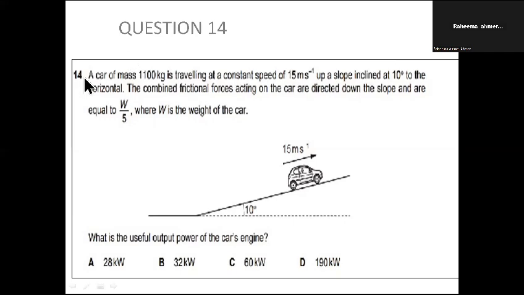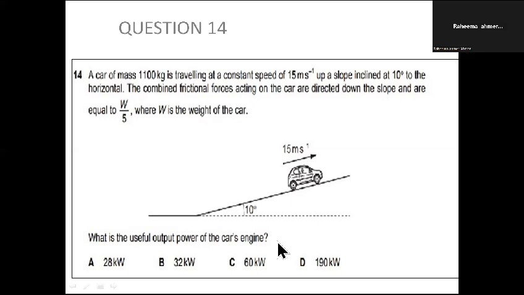So today we are going to solve question 14. A car of mass 1100 kg is traveling at a constant speed of 15 meter per second up a slope inclined at 10 degree to the horizontal. The combined forces acting on the car are directed down the slope and are equal to W upon 5, where W is the weight of the car. What is the useful output power of the car's engine?